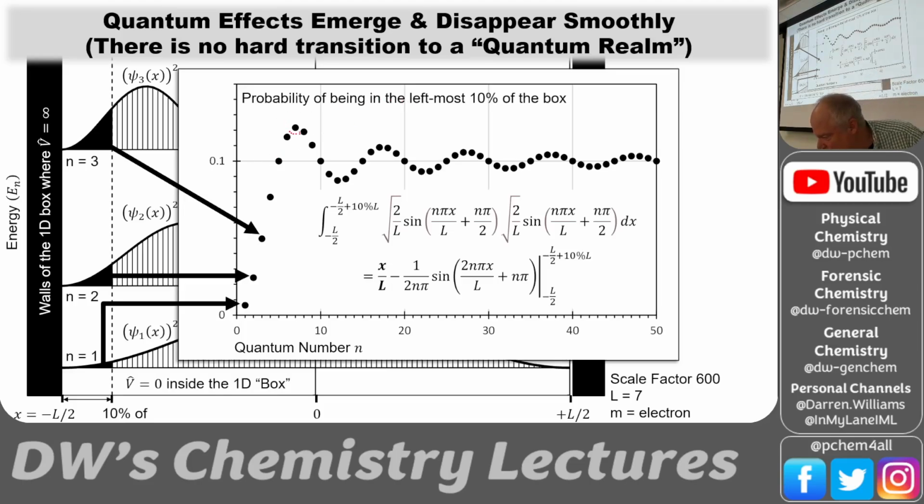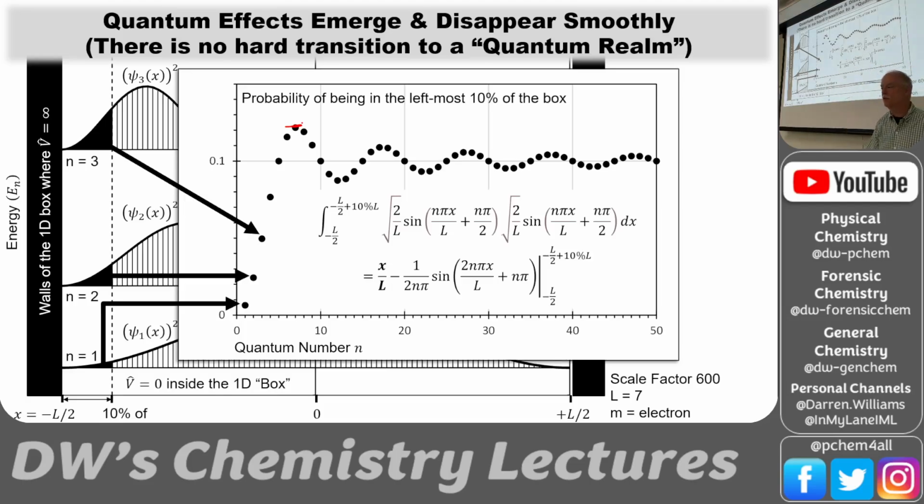Here, it's like 0.13 or 1/25 of being found in the first 10% of the box. But look what happens as we go up in quantum number. The quantum effects die out, don't they? Smoothly. They start approaching the classical value of a 10% chance of being in the first 10% of the distance of the box. But there's no abrupt change. It's just that as the quantum states get lower and lower towards the ground state, the quantum effects become more and more pronounced.